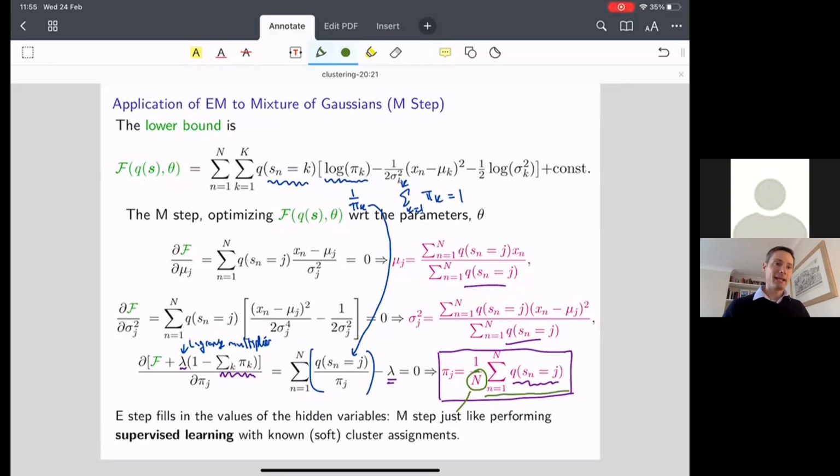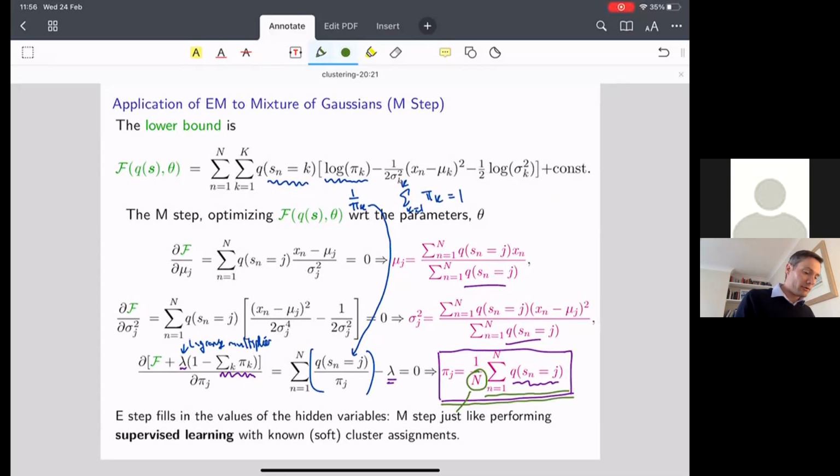Okay, so again, I think you could have written down this update. It's sort of simple to see that these pi j's defined in this way lie between 0 and 1. So we also obey the positivity constraint, even though we didn't explicitly put that constraint into our optimization.